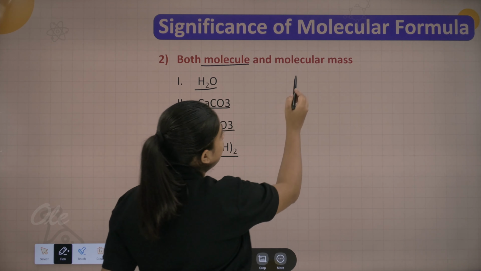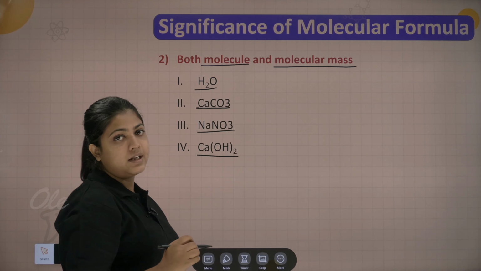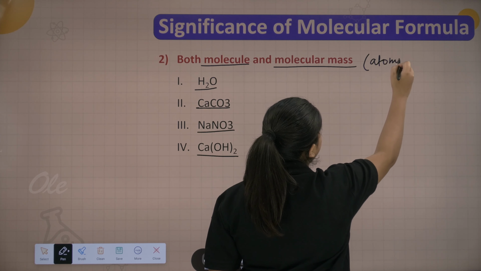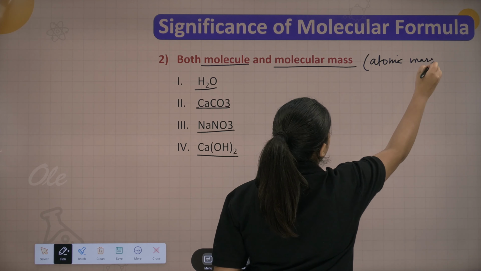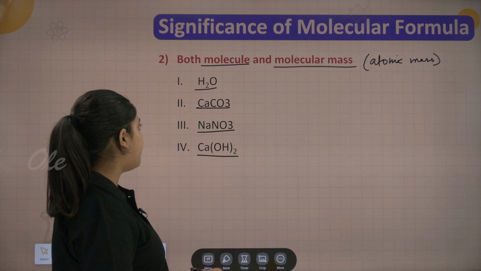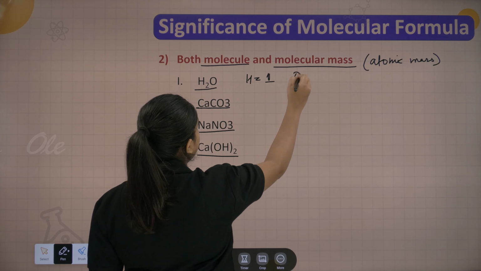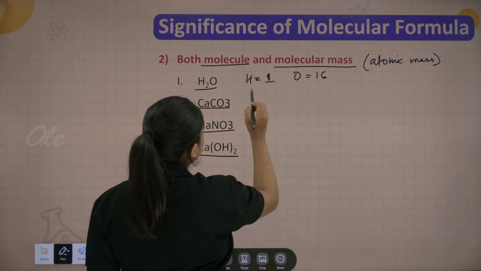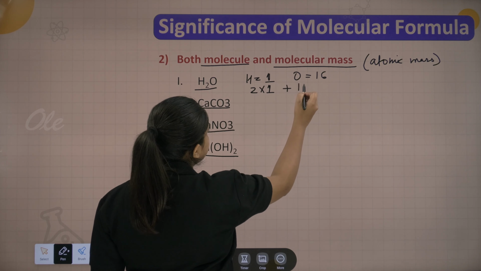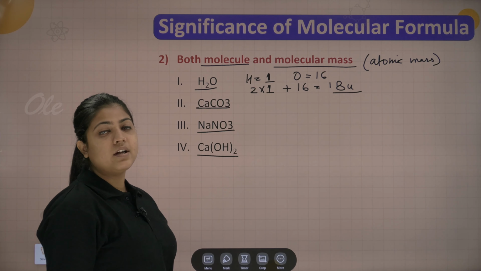Now, if I talk about the molecular mass, how are you going to calculate the molecular mass? For calculating the molecular mass, you need to remember the atomic mass of elements. If you remember the atomic mass of elements, you can easily calculate the molecular mass. For example, the atomic mass of hydrogen is 1 and atomic mass of oxygen is 16. There are 2 atoms of hydrogen, so you will multiply 2 into 1 plus 16, that will be 18 U. So, this will be the molecular mass.